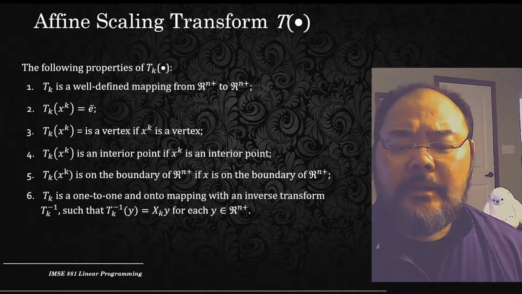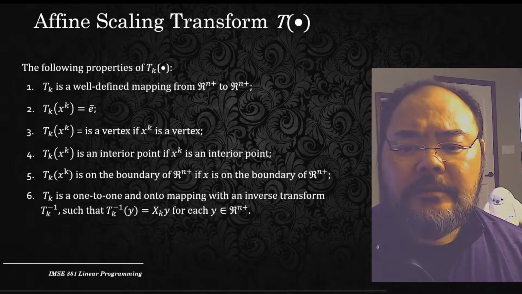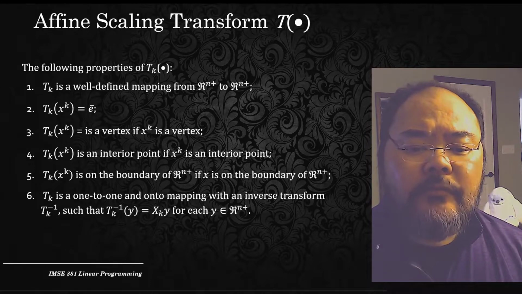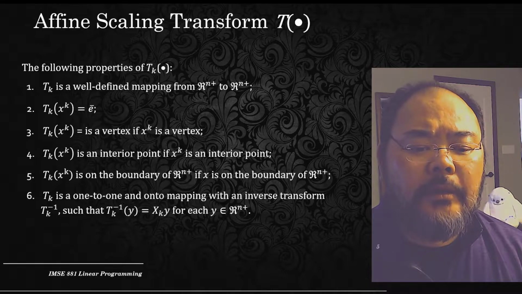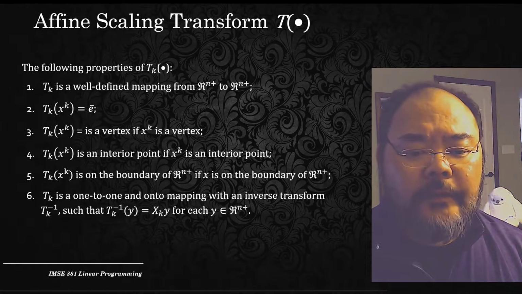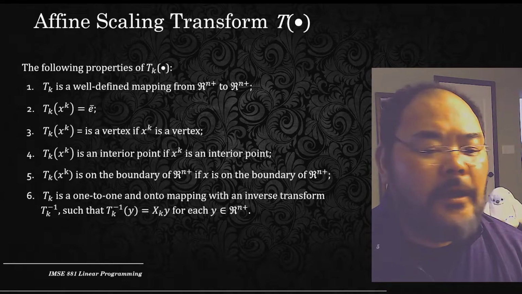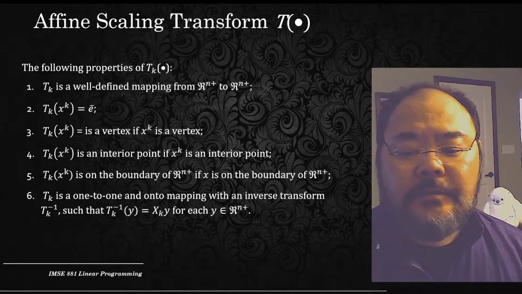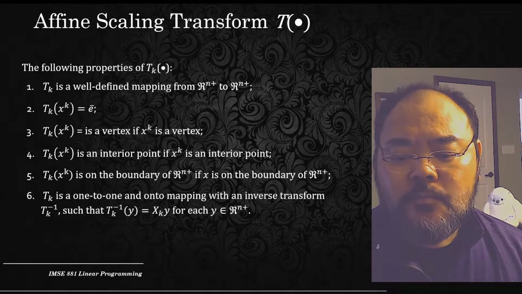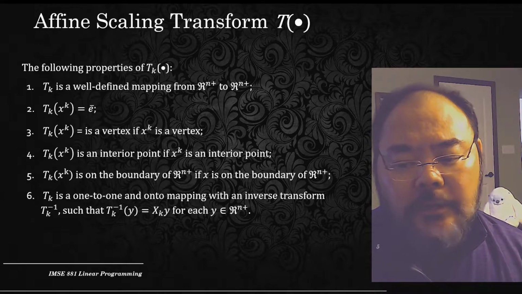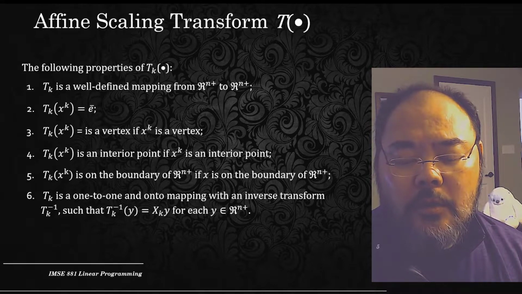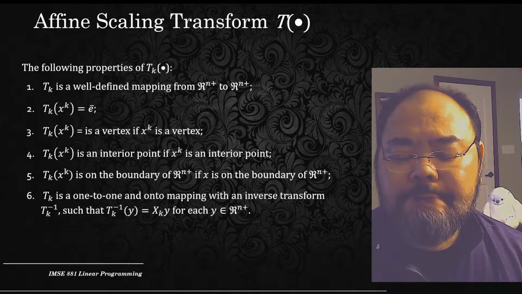Let's look at some of the properties for this transformation T. Number 1, T is a well-defined map from Rn plus to Rn plus, so a transform from the positive quadrant of n-dimensional Euclidean space to the non-negative quadrant of n-dimensional Euclidean space. Number 2, every single iteration the result of the transformation is always 1, 1, 1, 1, 1. It's a vector of ones.